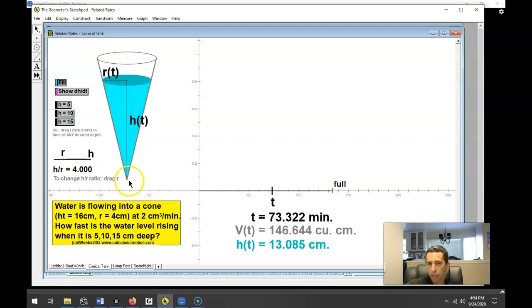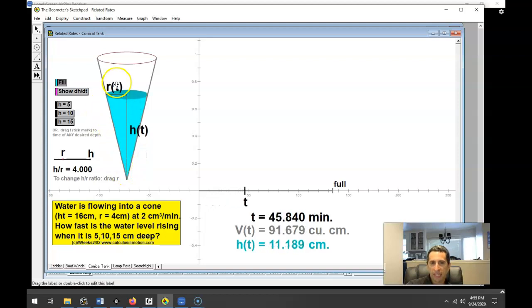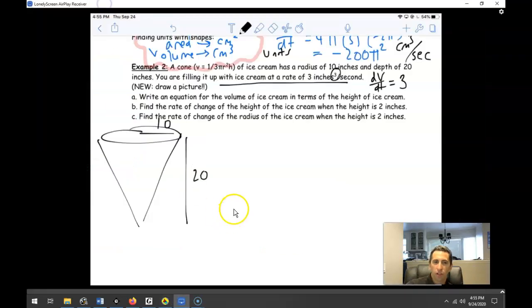Okay, but one thing you'll notice is that this triangle between the R, the H, and the side of the cone is making a similar triangle. And that triangle is staying the same no matter how far we go up there. That's going to be helpful for us because part A is asking me to write an equation for the volume in terms of the height of the ice cream.